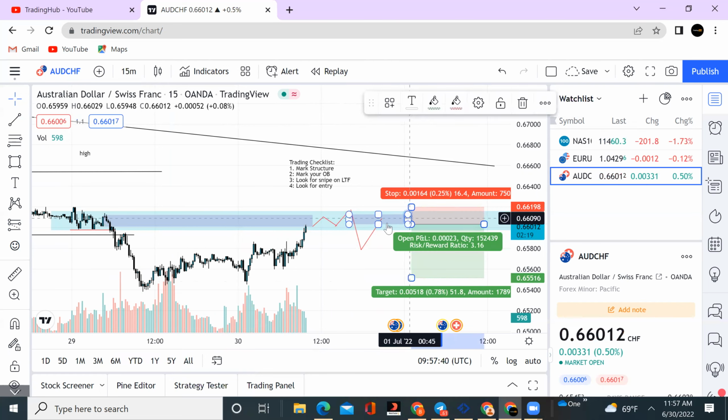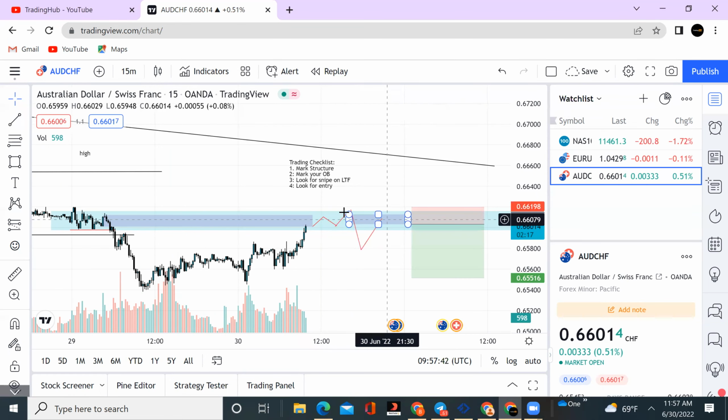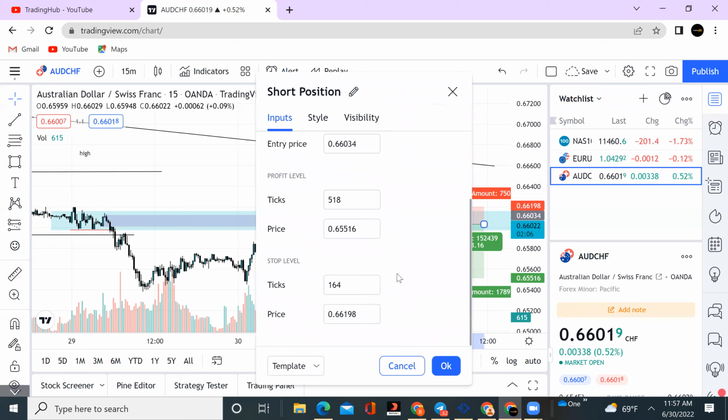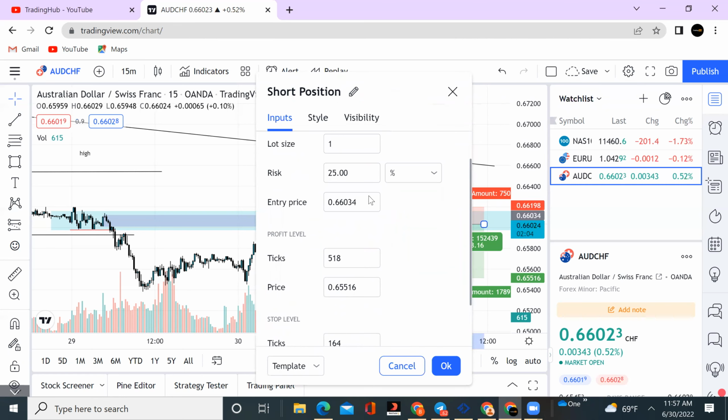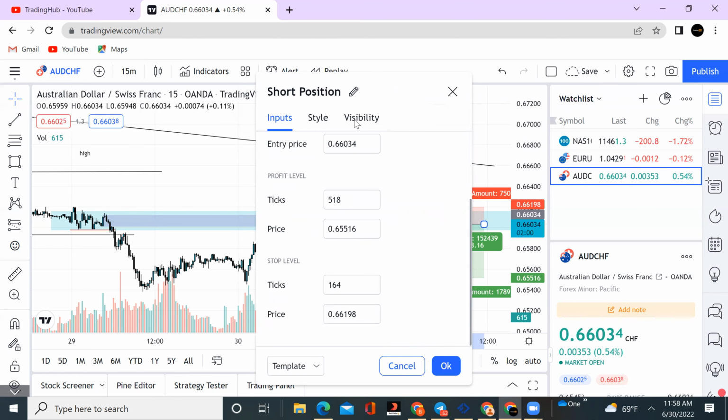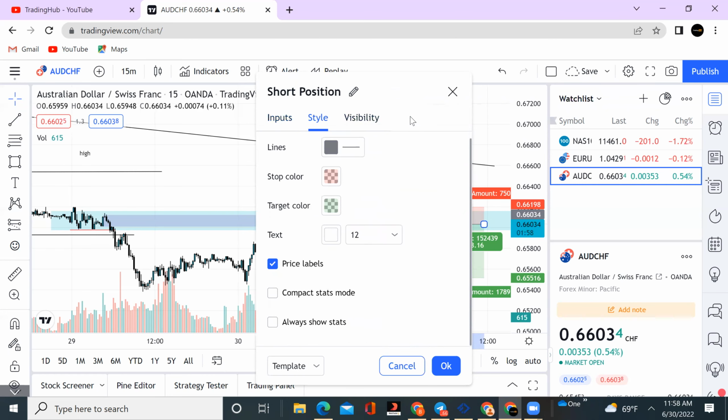Stop loss should be well above the order block, because sometimes the market likes to take you out before going down. So you can just give your stop loss some space to breathe and aim 1:3, 1:5, or 1:10. And as we can see here, we want our lot size 1, yes, risk 25. Okay, good.